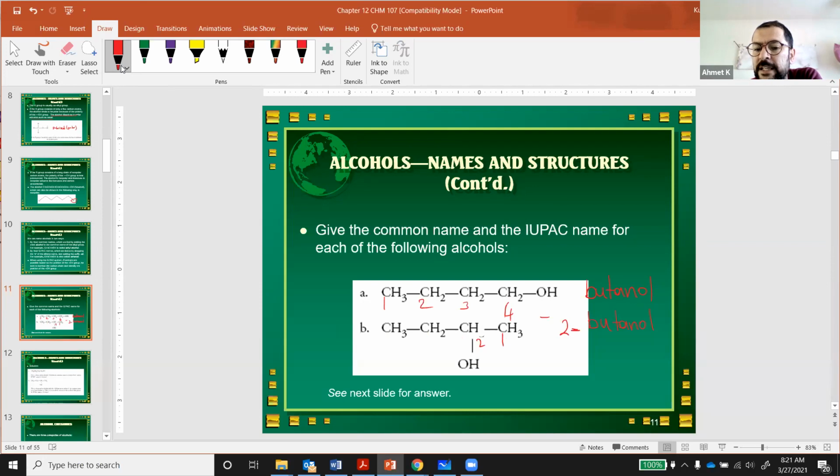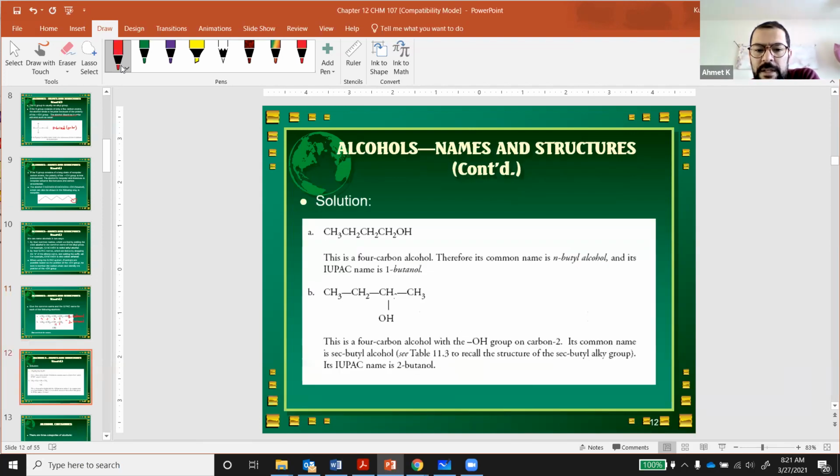And this one looks like 4, but it's not, because you just flip the molecule. It looks like 4, but it is tricking us, right? It is actually 1-butanol: 1, 2, 3, 4. We want to give the smallest number. So this is 1-butanol, and the other one is 2-butanol. Make sense? Or you can just say 2-butyl alcohol. It's basically the same thing, but 2-butanol is easier, less wordy, right?